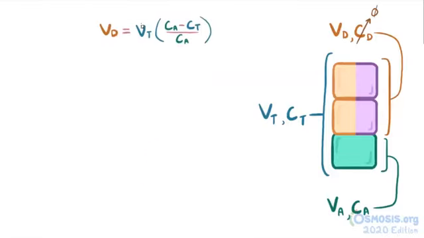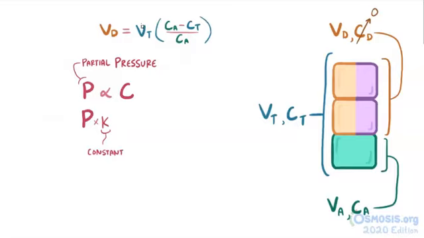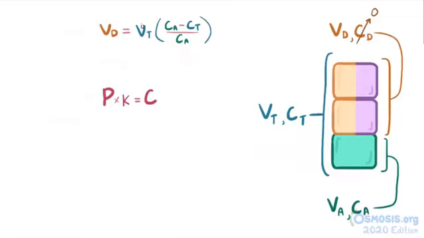Now, anytime there's a mixture of different gases, the partial pressure of any one of the gases is directly proportional to the concentration of the gas in the mixture. So, for example, as the concentration of carbon dioxide increases, so too does the partial pressure. To convert this proportionality into equality, we need to multiply by a proportionality constant K. So we get partial pressure times K is equal to concentration. Now let's apply this equation to our previous equation.